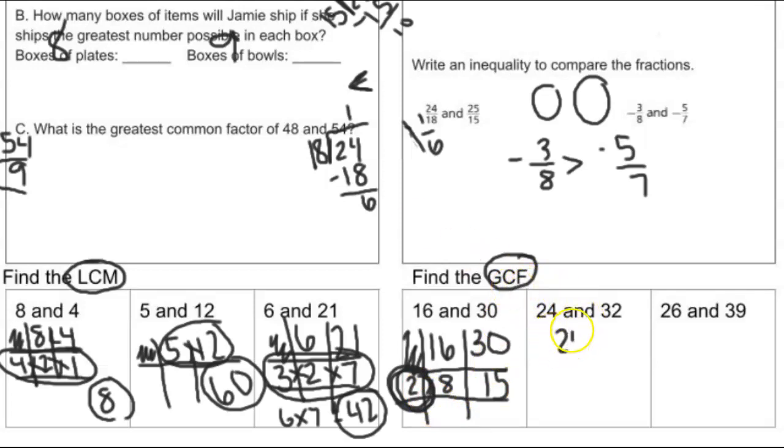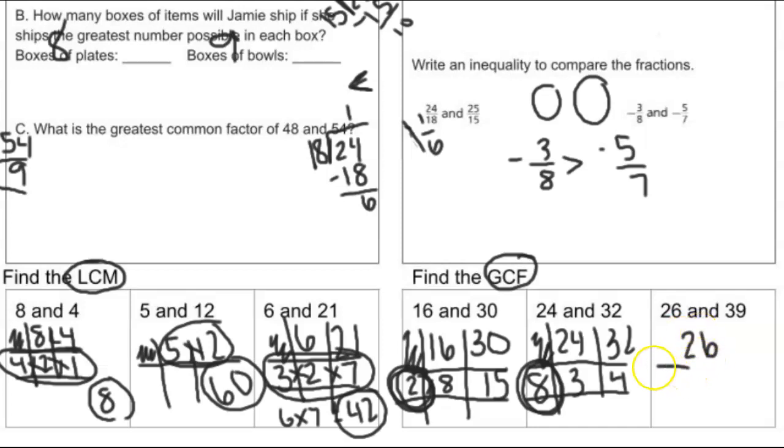Our next one is 24 and 32. I know that 8 times 3 is 24. I know that 8 times 4 is 32, which is 8. If you don't pick the biggest one, you have to go down a couple of rows. 26 and 39. For some reason, this is always one of the most difficult ones for people. 13 times 2 is 26. 13 times 3 is 39. And so our answer on this one is 13.